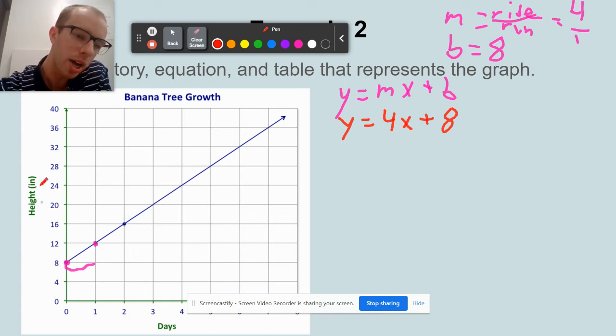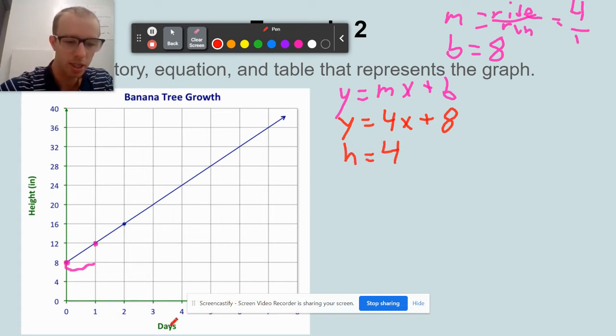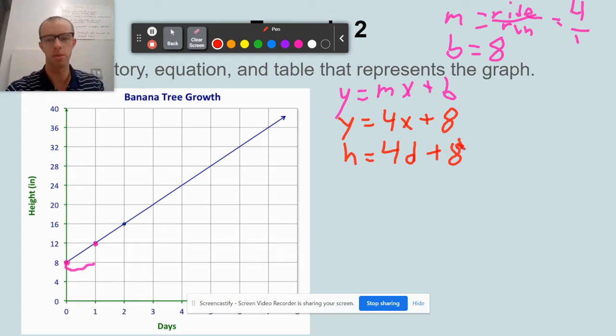I can do even better than this, right? Because on the y-axis, the vertical axis, I have height. So I can say really h, because that's height. And on the x-axis, I have days. What variable could I use for days? I could use d. So I could create the equation h equals 4d plus 8. Right? This would probably be the best possible equation. Ignore how bad that 8 is for this graph.